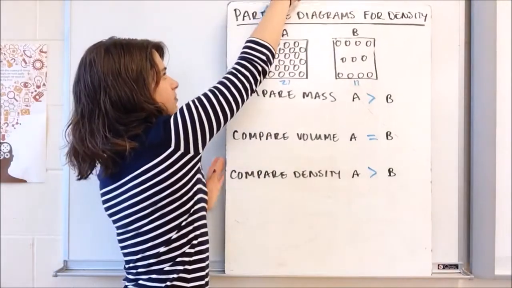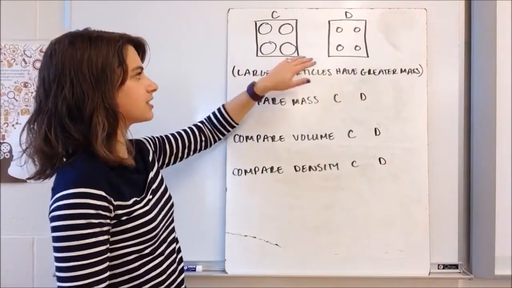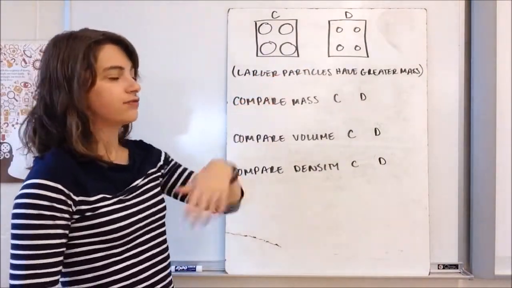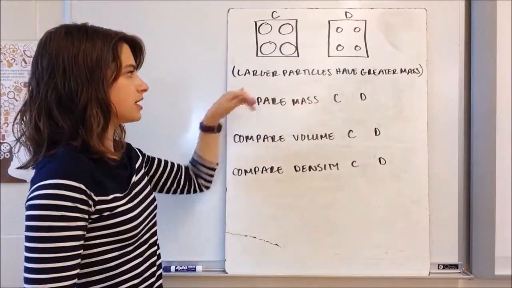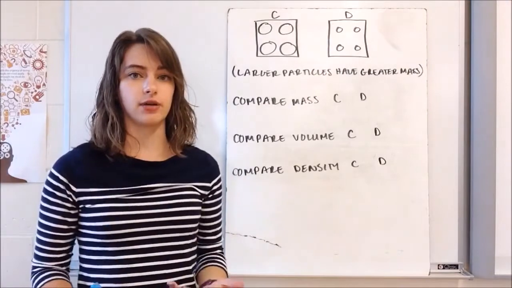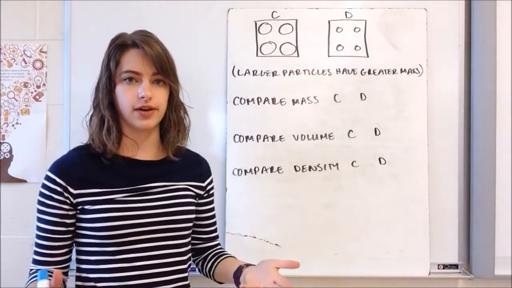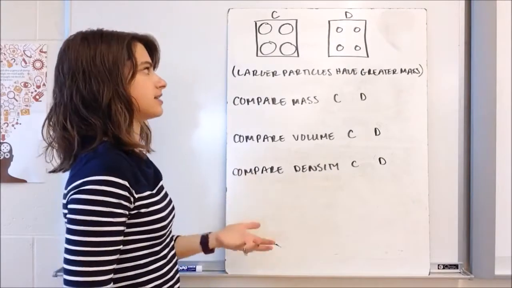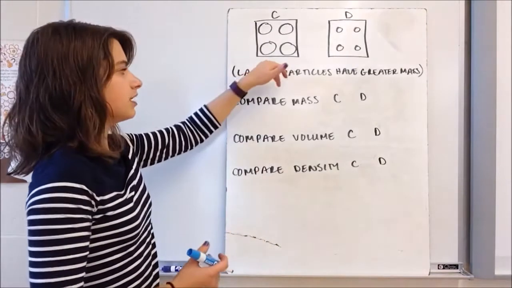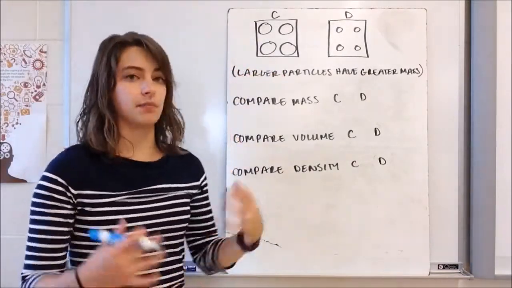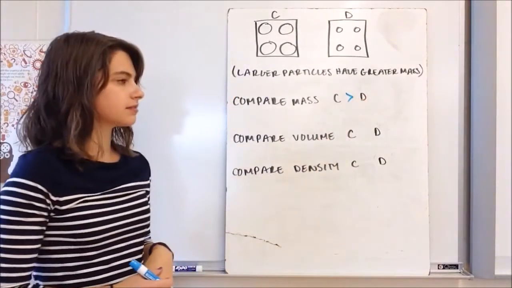Let's look at another example. So we have object C and object D. Both have 4 particles, but in this case the particles are different sizes. And the note here says larger particles have greater mass. So if they have the same number of particles, which box has greater mass? Well, the box that has the bigger particles. They have the same number, so now we're looking at the size of the particles. Object C has the bigger particles, therefore object C has the greater mass.